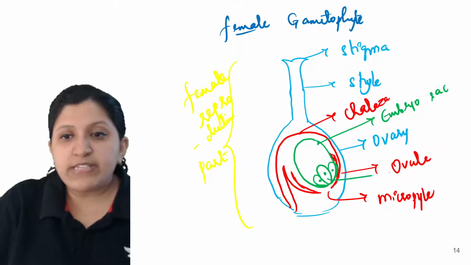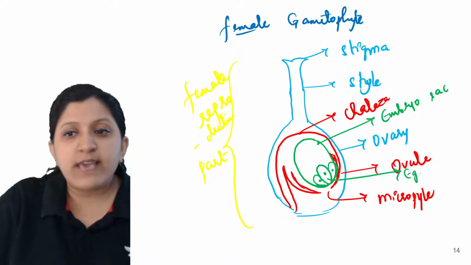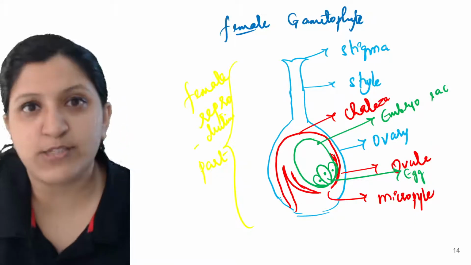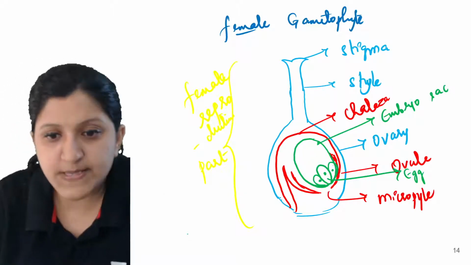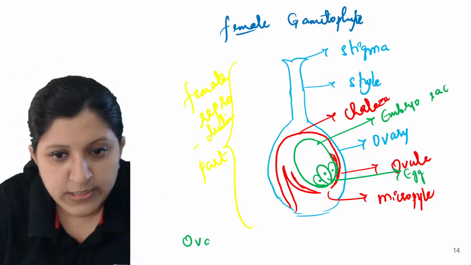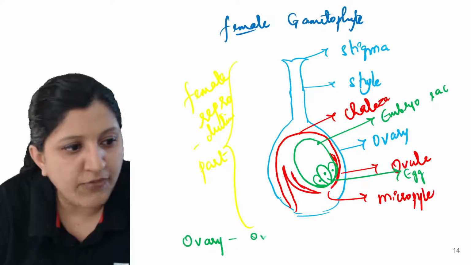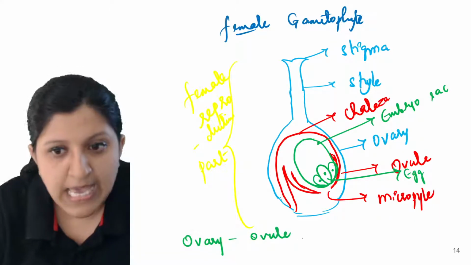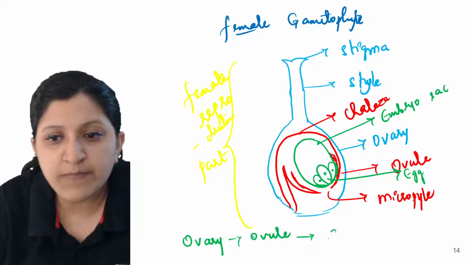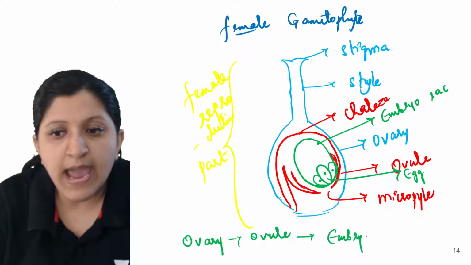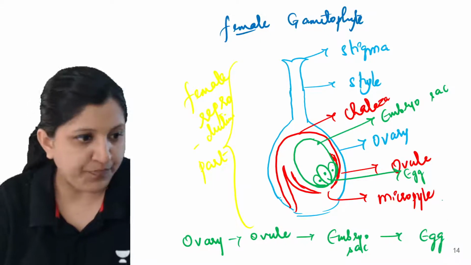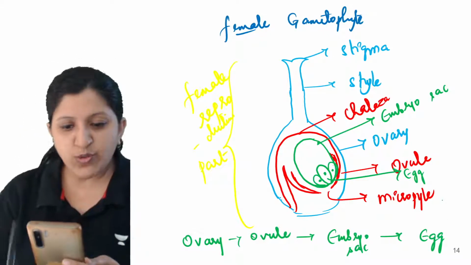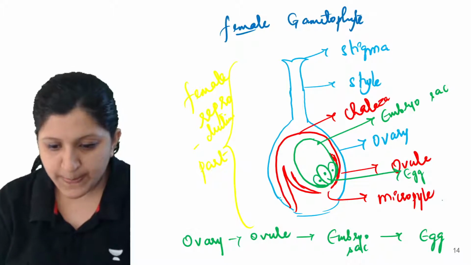Now we will label this one. So this is the egg, and this part is the synergid. Now let's see this, you have seen this already. Inside the ovary you can find an ovule, inside the ovule you can find an embryo sac, and inside that embryo sac you find an egg or ovum. Alright, any doubt you have, you can still ask.